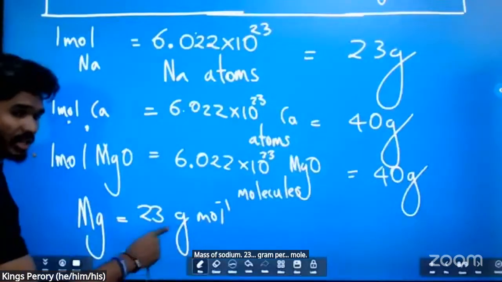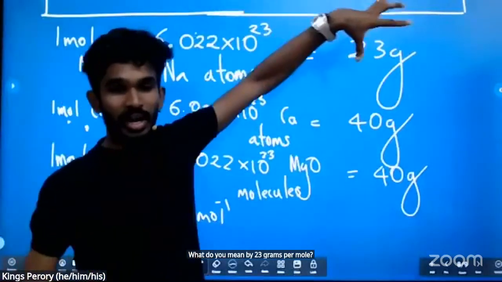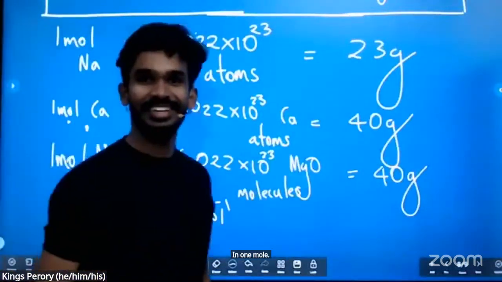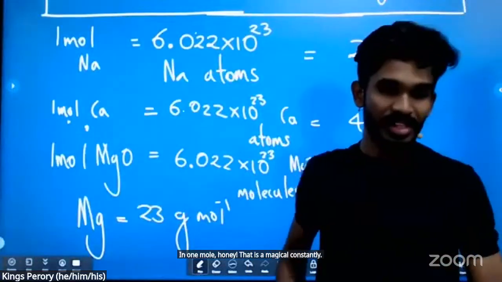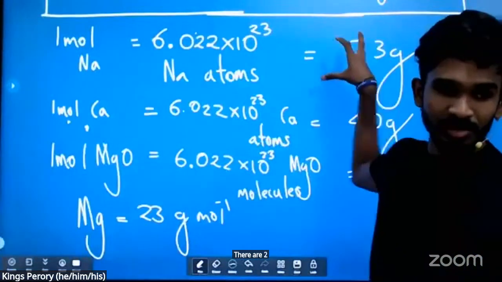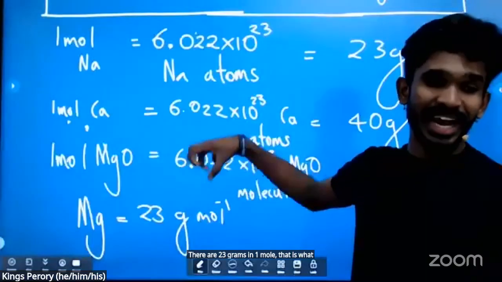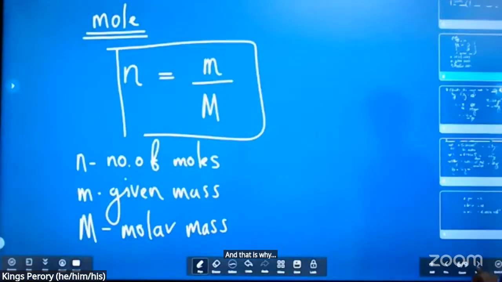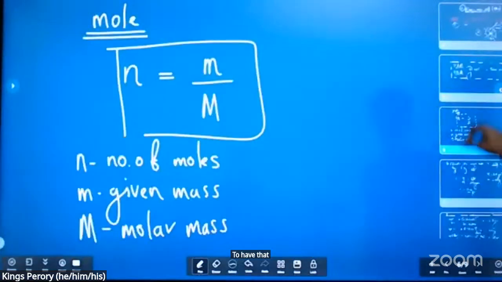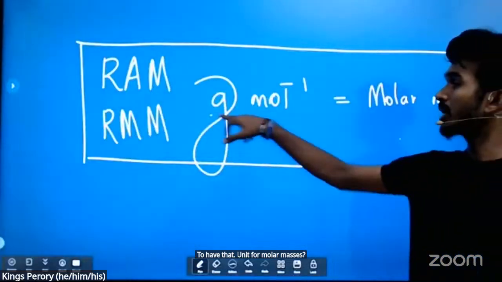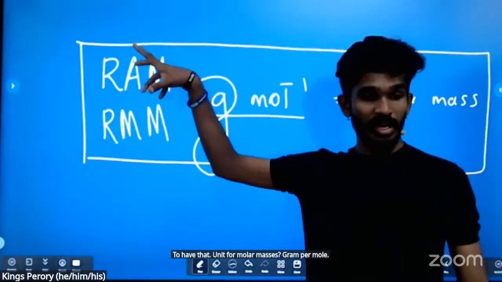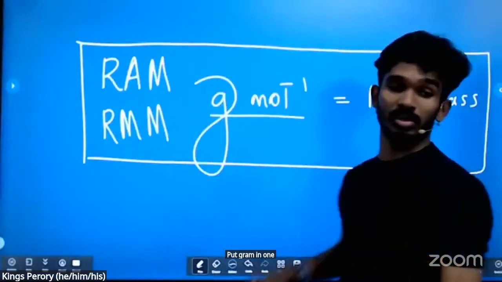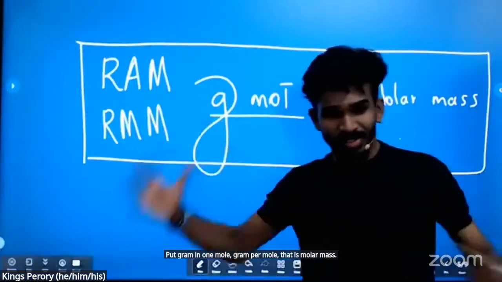What do you mean by 23 gram per mole? There are 23 grams in 1 mole. That is the Avogadro constant telling. There are 23 grams in 1 mole. That is what you mean by 23 gram per mole. And that is why the unit for molar mass is gram per mole. You take the relative atomic mass or the relative molecular mass, put gram in 1 mole, gram per mole. That is molar mass. Understood the concepts now?